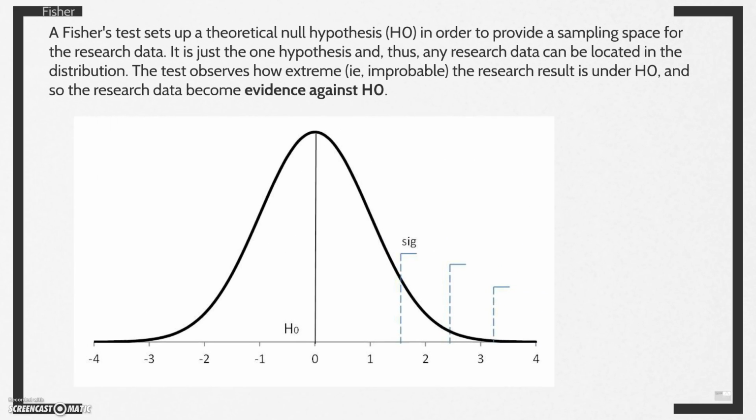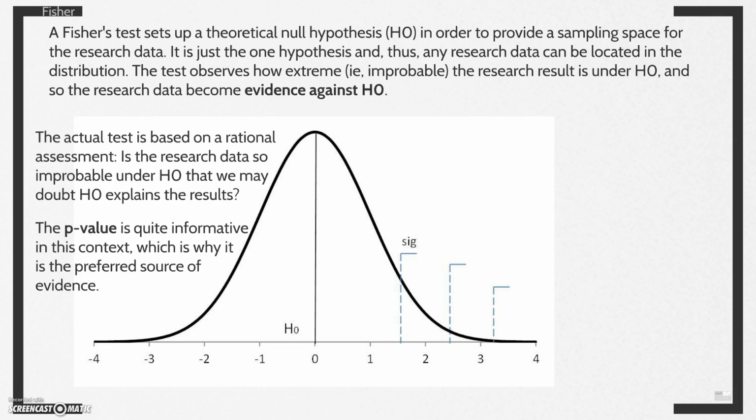Fisher's test sets up a theoretical null hypothesis in order to provide a sampling space for the research data. It is just one hypothesis, and thus any research data can be located in the distribution. The test observes how extreme, that is, how improbable, the research result is under this null hypothesis, and so the research data become evidence against the null hypothesis.